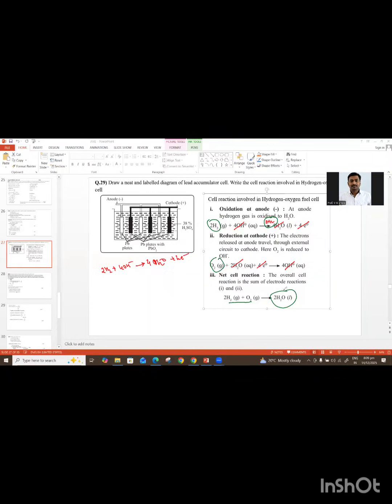How to write the overall reaction: add oxidation with reduction. When an oxidation reaction takes place simultaneously with a reduction reaction, it is called a redox reaction. This way you can write the overall reaction.